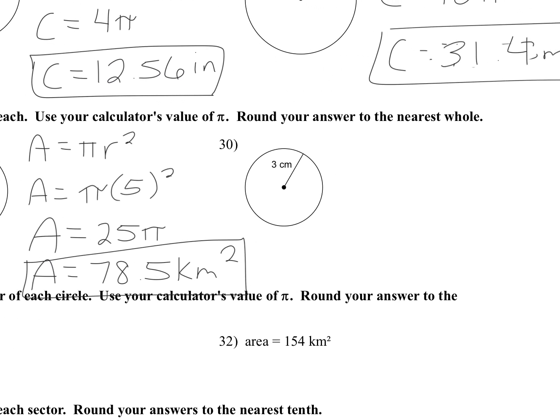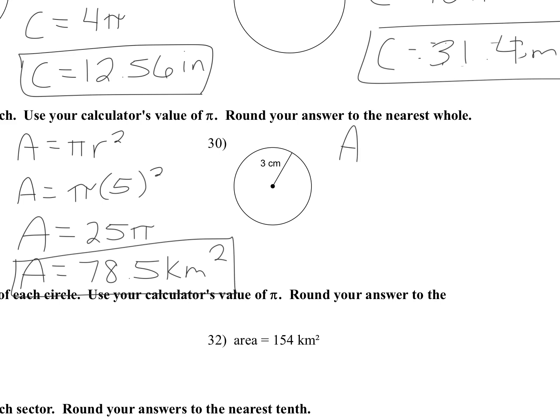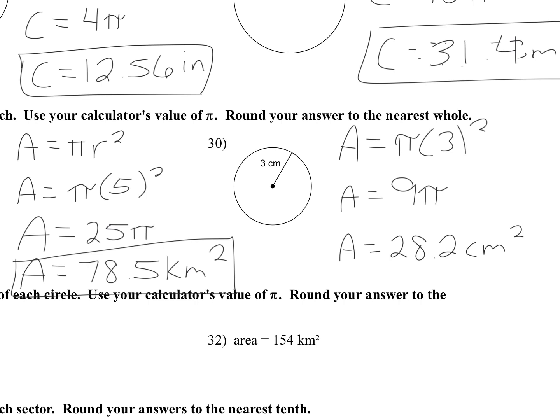30, same set of directions. What do we do? Yep. So we have 3 squared, which is 9 times pi. 28.2 what? Centimeters squared. Okay. Questions on area of a circle? No.